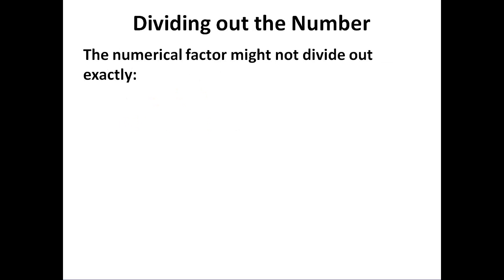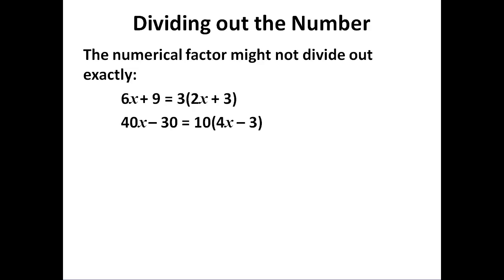Sometimes the number doesn't even divide out exactly. The highest common factor of 6 and 9 is 3. So dividing out the 3 leaves 2, and dividing out the 3 from the 9 leaves 3. There's nothing that goes into 40 or 30 exactly. 10 goes into both of them, so we divide it out.